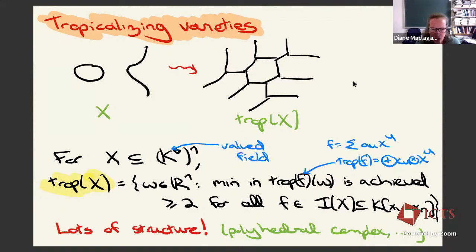and following the convention, I'm going to start with a subvariety. For this talk, in my examples, I'm going to start with subvarieties of an algebraic torus over a valued field K. So we've got X contained in K star to the N, where K is a valued field, and then trop X is the set of W in R to the N, where the minimum in trop F of W is achieved at least twice for all F in the ideal of X.